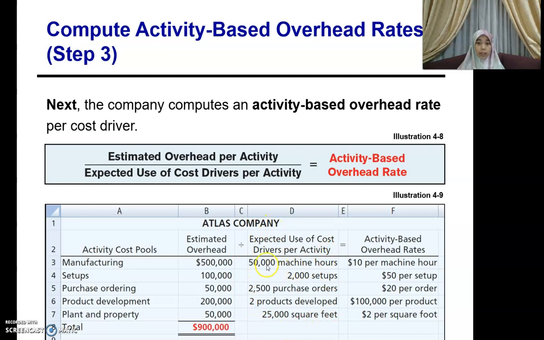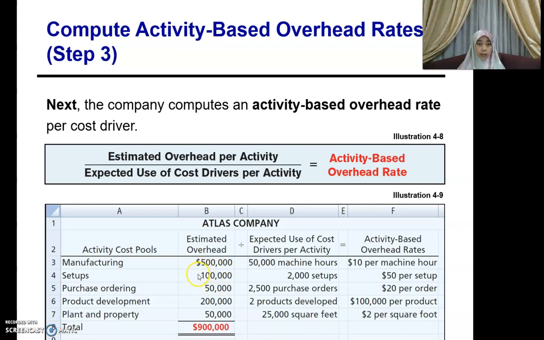So step 3 is you just divide A over B, or 500,000 divided by 50,000. So 500,000 ringgit divided by 50,000 machine hours. In this case, you will get 10 ringgit per machine hour. And then you do the same thing for your setup, purchase order, product development, plant and property. So the cost that you incur is 100,000 ringgit.